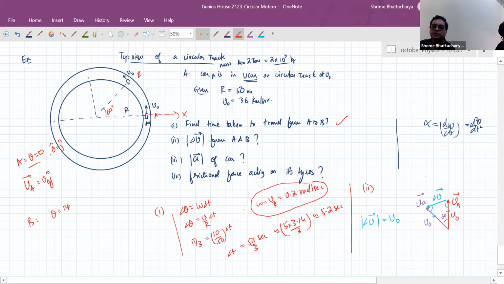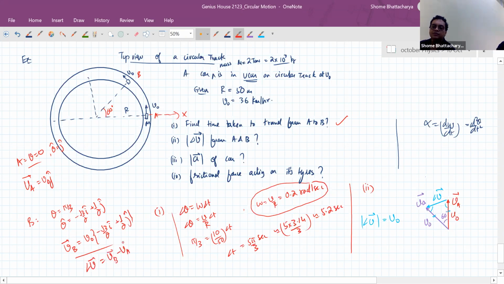It is pi by 3 or 60 degrees. So what will be my theta cap? It is minus sine θ i cap plus cos θ j cap. So minus sine 60, that's minus root 3 by 2 i cap plus 1 by 2 j cap. If you want to do this a very lengthy way, this is the thing. VB will become V0 into this unit vector, minus root 3 by 2 i cap plus 1 by 2 j cap. Okay. So A to B, my change in velocity delta V is VB minus VA.